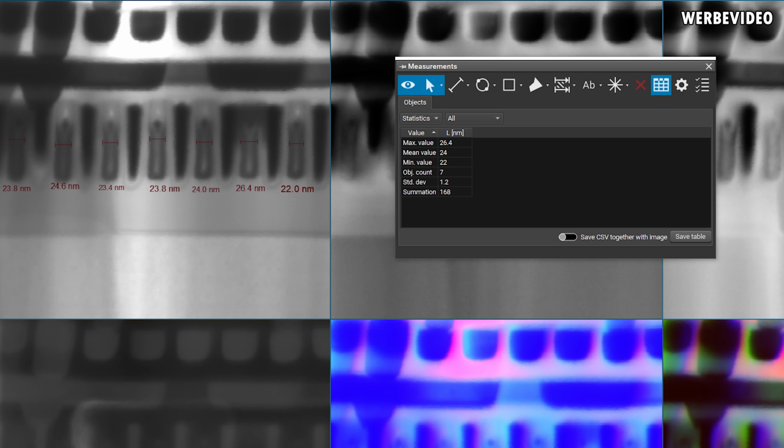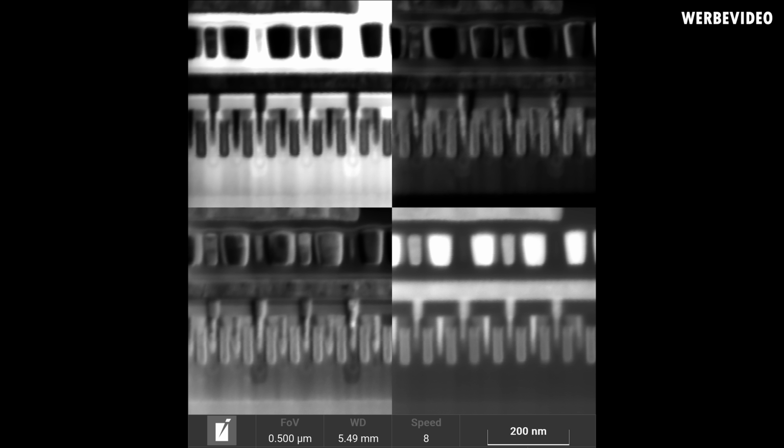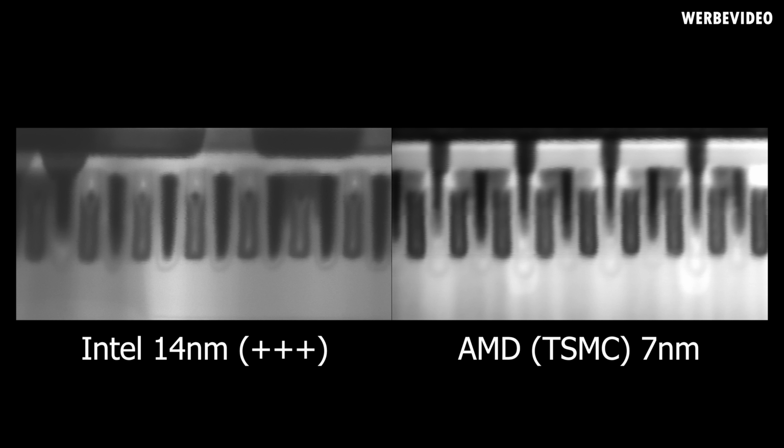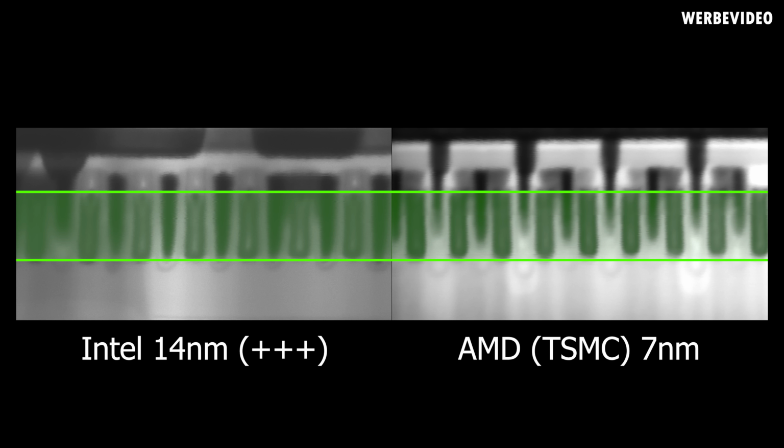If we measure the gate length of the 10900K, we have a gate length of roughly 24nm. And if we switch back to the AMD or TSMC CPU, we have about 21.4nm of gate length. Here again, comparison, Intel 14nm+++ on the left, AMD or TSMC 7nm on the right. Gate height looks to be kind of similar, but if we're moving the pictures above each other, we can clearly see that TSMC 7nm is tighter and smaller than the Intel CPU.